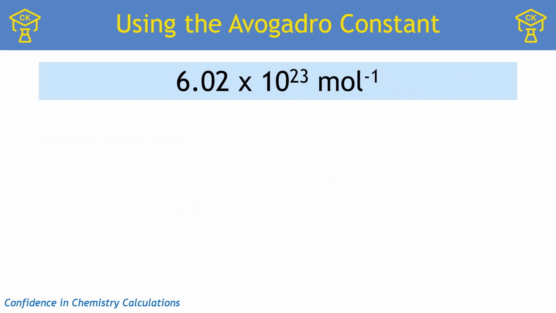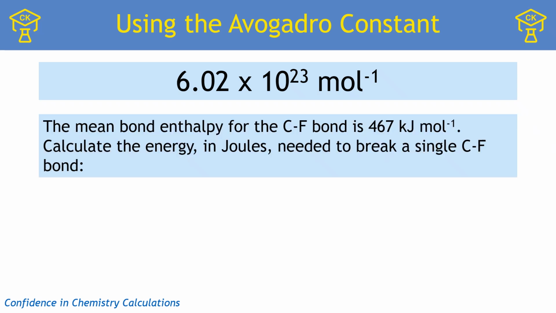Another example of scaling from a molar quantity to an individual quantity. So mean bond enthalpies are measured in kilojoules per mole. So what that tells me is that for every mole of carbon-fluorine bonds that are broken, we need to put in 467 kilojoules. And then the question is asking for how many joules are needed to break a single CF bond.